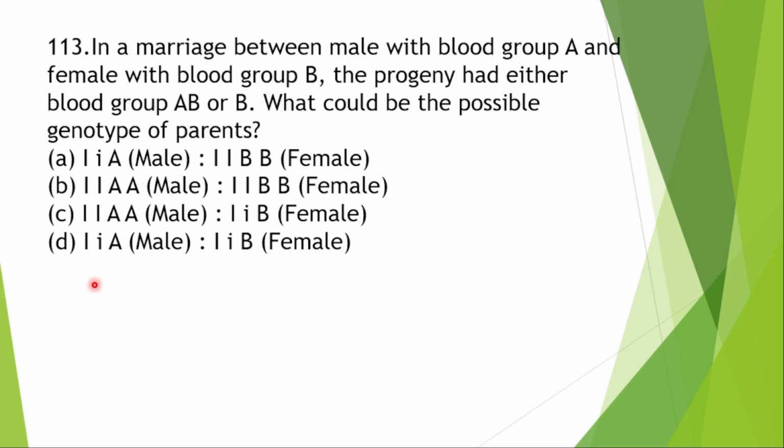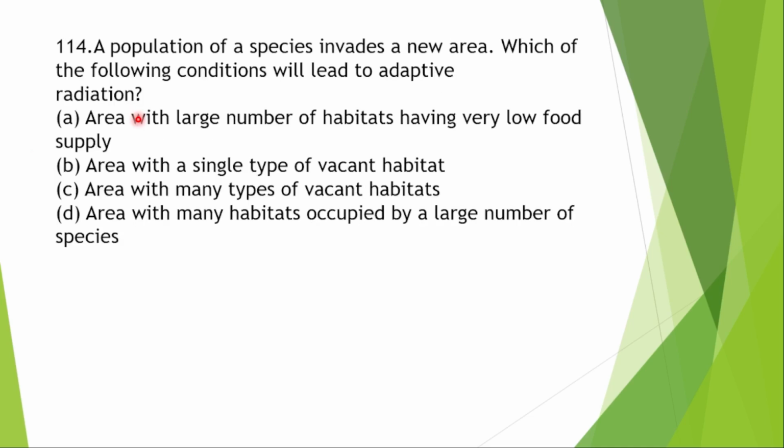Next 113. In a marriage between male with blood group A and female with blood group B, the progeny had either blood group AB or B. What could be the possible genotype of the parent? So here possible genotype of the parent is capital I small i male, IB female. So this one is the right option.